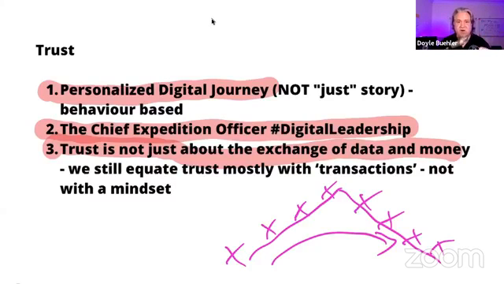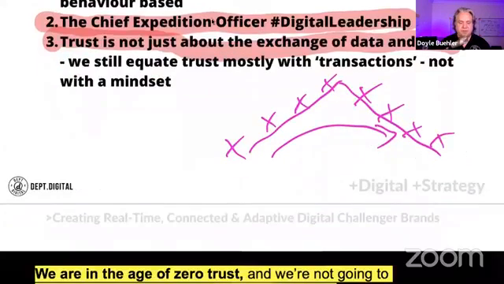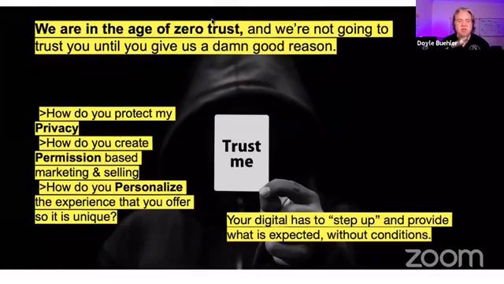And guess what? The pieces that aren't being plugged in with trust is the mindset part. It's really beyond the exchange of data and money. And if you're looking at trust based on a little seal of approval or that sort of thing, that's not the kind of trust that we really need to deliver to our audience as well. So we're in the age of zero trust. We're not going to trust you until you give us a damn good reason.